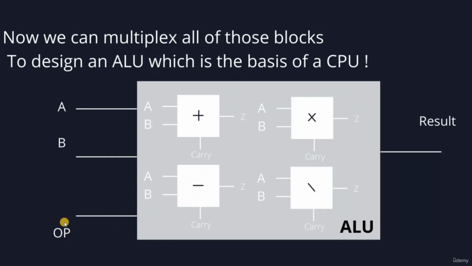Let's assume that this op has 2 wires. If you put 0 here and 1 here, maybe you will be able to perform division. If you put 1 here and 1 on the other op wire, then you will be able to perform some other mathematical operation. So by multiplexing these circuits together, you have something called an arithmetic logic unit, or an ALU.